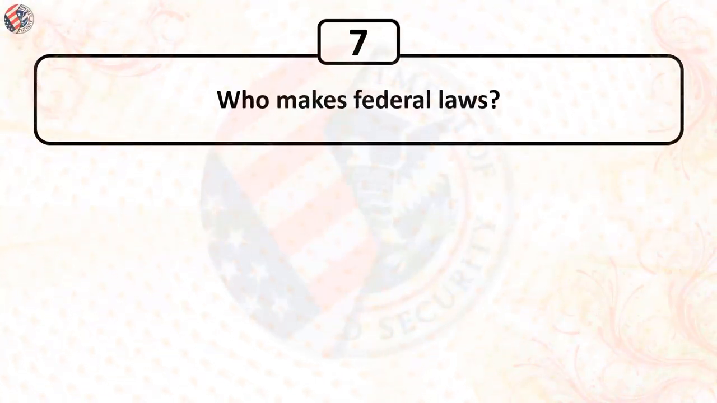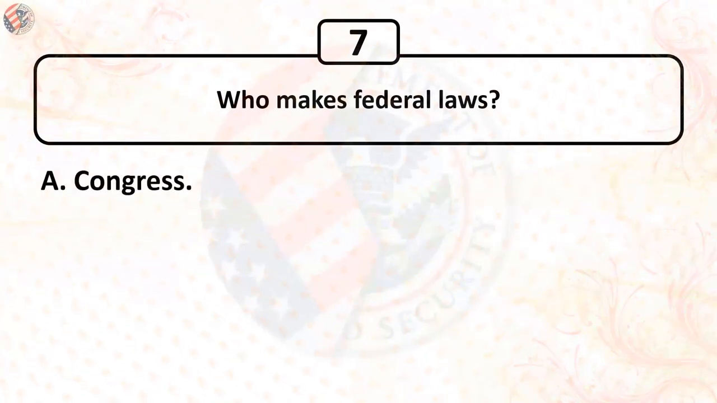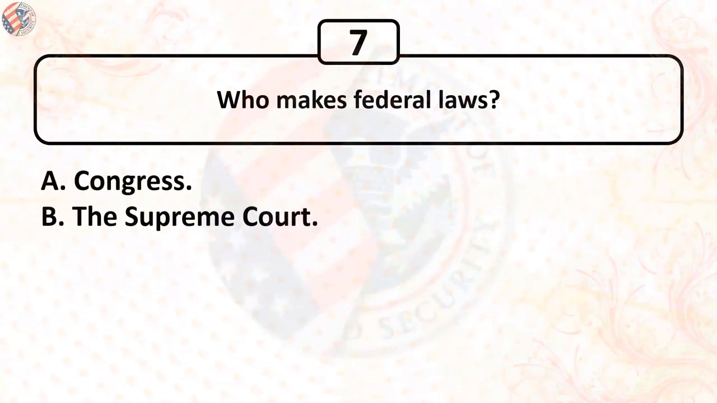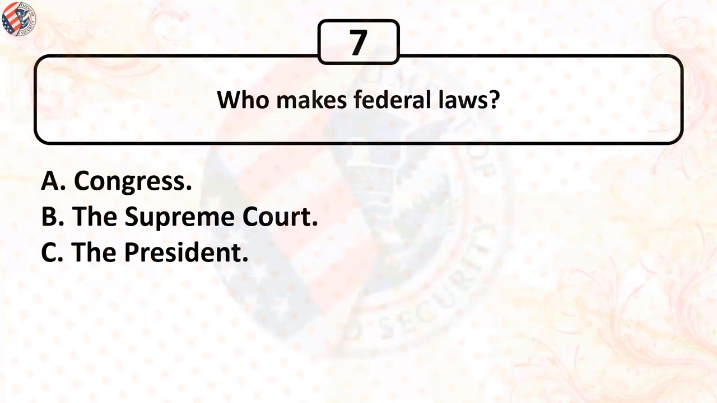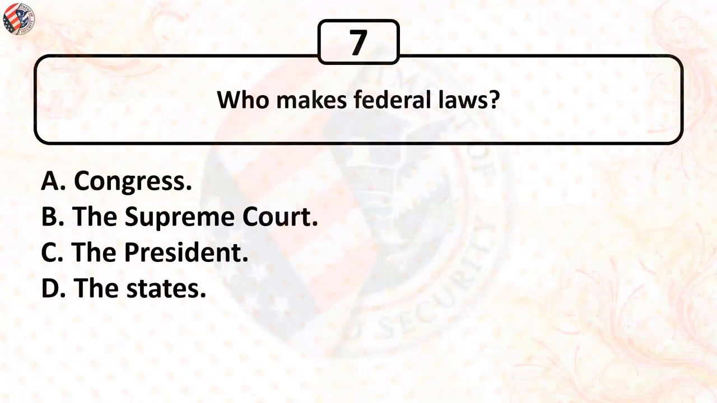Who makes federal laws? A. Congress. B. The Supreme Court. C. The President. D. The states.